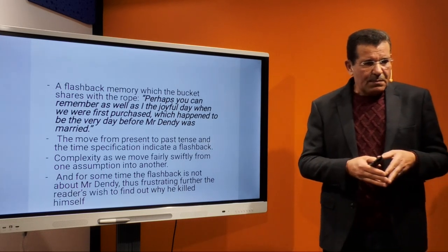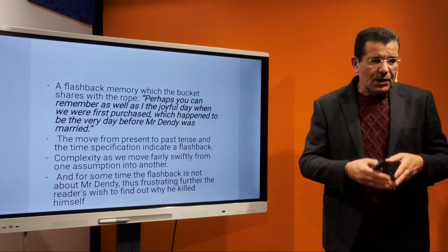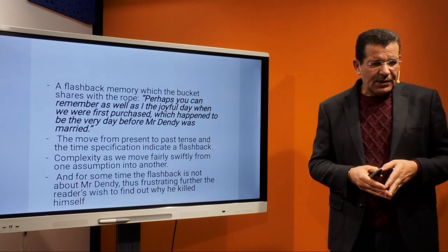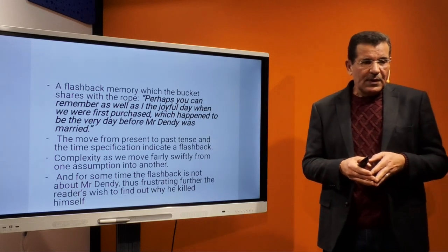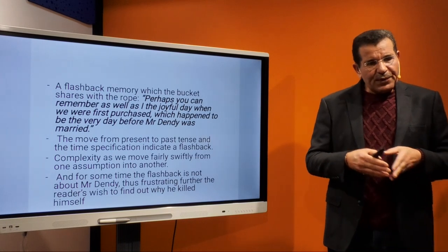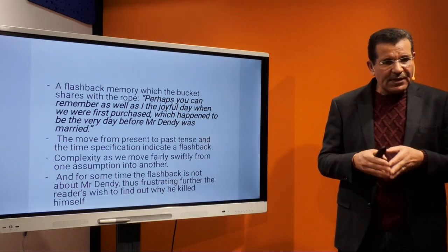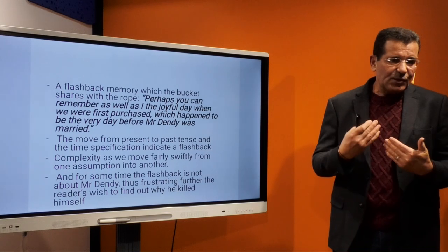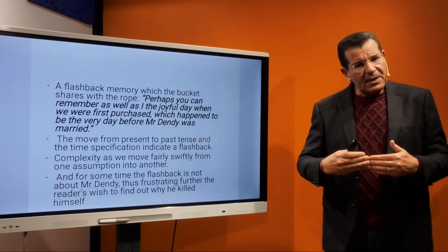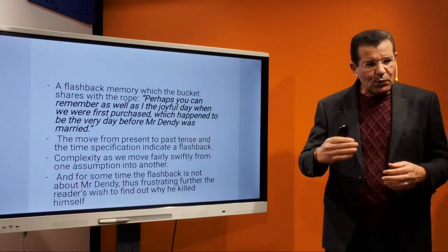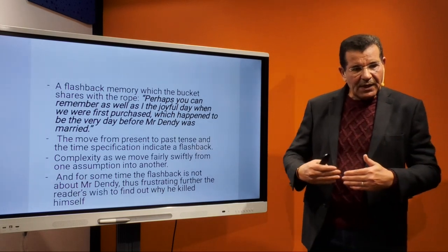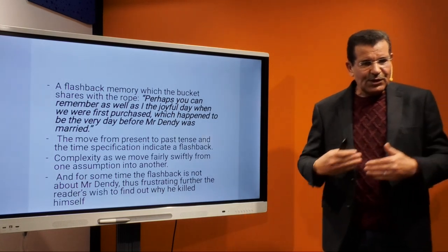It is very significant that the story of the bucket and rope ranges between the period before and after, and the conversation starts this way, and we start to detect the problem of the marital relationship. The move from the present to the past tense and the time markers indicate a flashback. It is a kind of flashback because they start to follow Mr. Dandy's history in order to detect where things went wrong. So complexity, as we move fairly swiftly from one assumption to another.